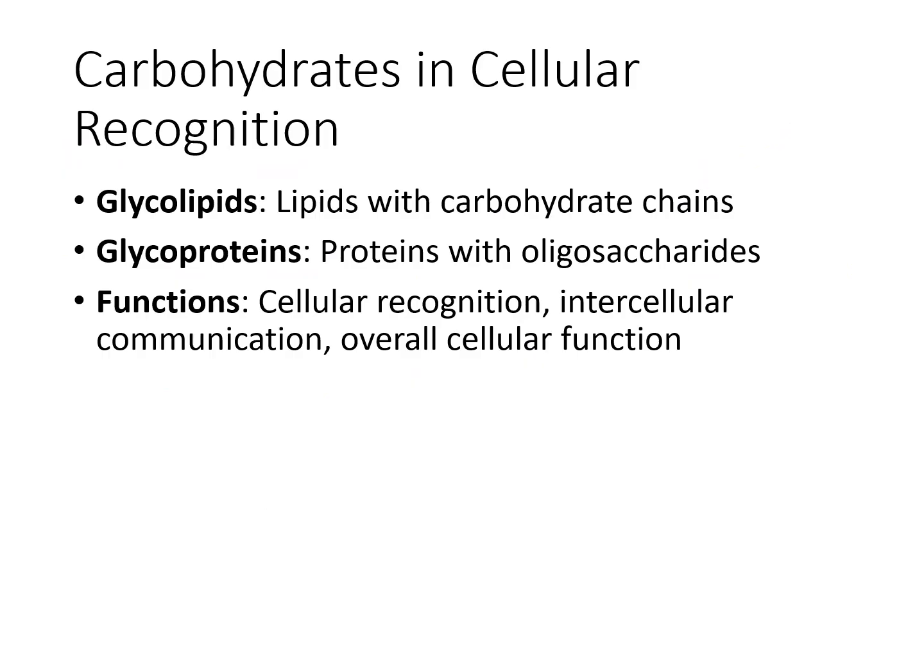Carbohydrates aren't just about energy, they also play a critical role in cellular recognition and communication. Two key examples are glycolipids and glycoproteins. Glycolipids are lipids with attached carbohydrate chains. Glycoproteins are proteins with short carbohydrate chains called oligosaccharides. These molecules are found on the cell surface and are essential for recognizing other cells, sending signals, and maintaining proper cell function. In essence, they act like molecular name tags, helping cells identify and interact with one another accurately.